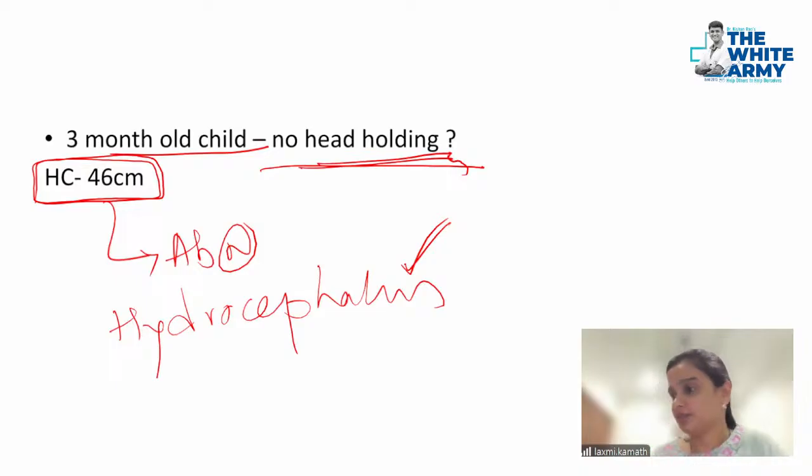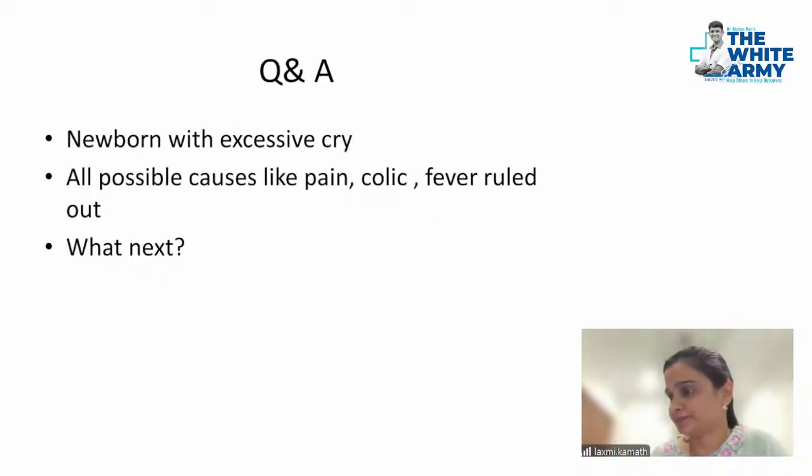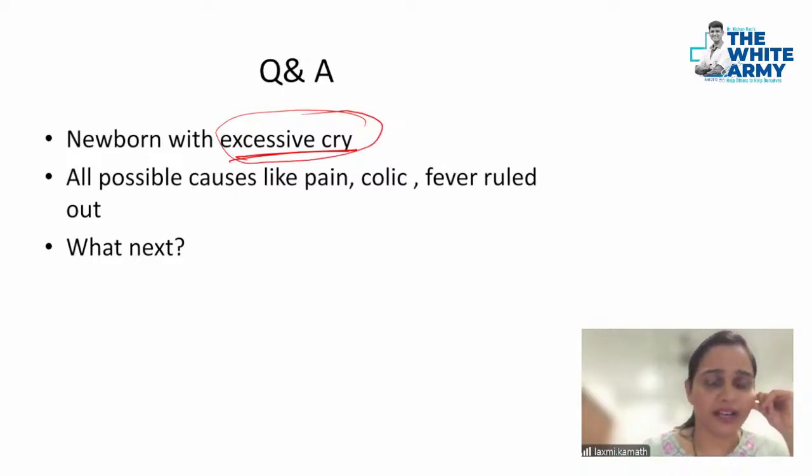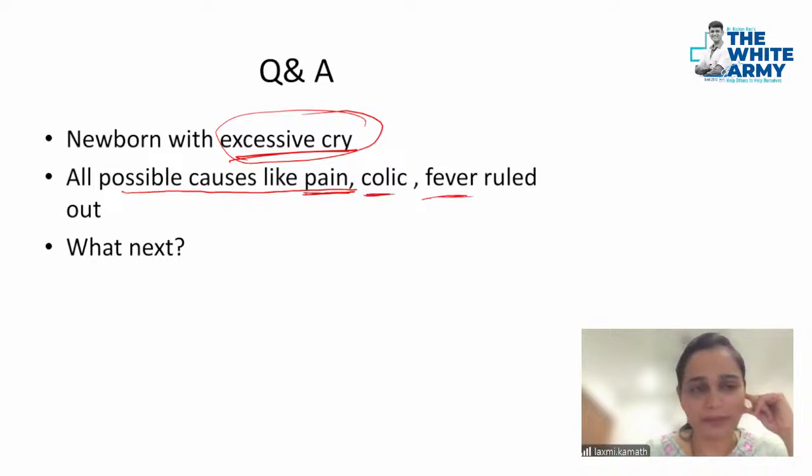So one last example. This is a real case actually. We got a newborn who came to us at the 3rd week of life with excessive crying. The only complaint that the parent had was the child continuously cries. We give a feed, only for an hour he's fine, then he continuously cries. We tried to rule out every possible cause, like pain, fever, colicky pain. All of this was ruled out, but we did not get any answer. All of this was normal.